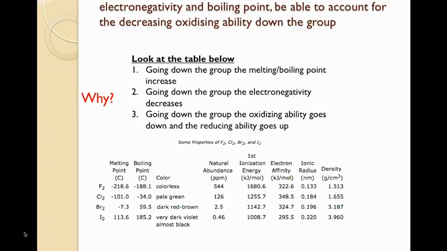Let's look at some of the trends in the halogens. On the bottom of this slide, you'll see a table. It talks about ionization energy, electron affinity, ionic radius, and density. What do you see as you look at that table below?